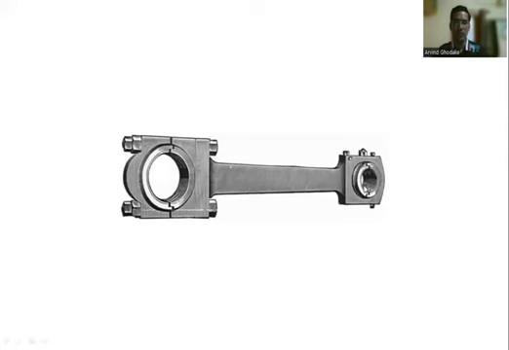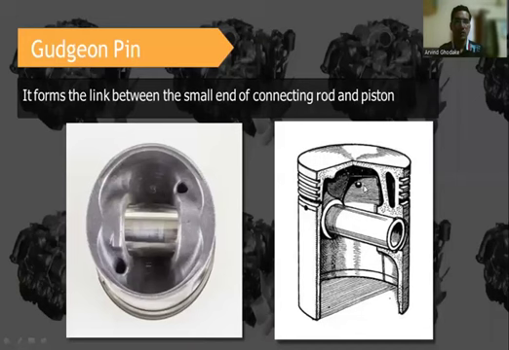This small end of the connecting rod is connected with the piston, and the motion of the piston is transferred to the crankshaft through the connecting rod, by connecting the small end with the piston with the help of this pin called the gudgeon pin. So this is the component used for making the link between the small end of the connecting rod and the piston.